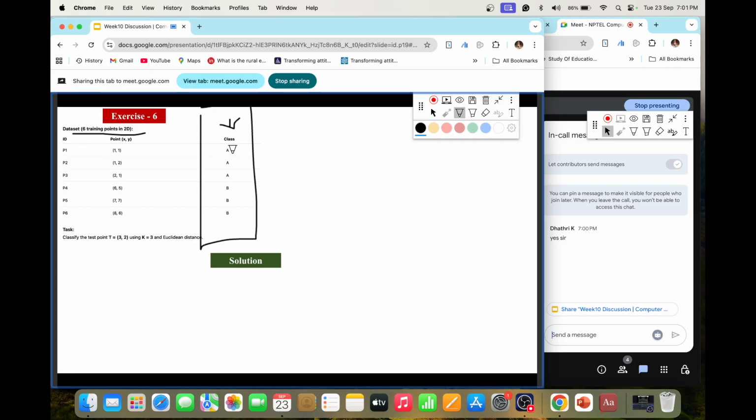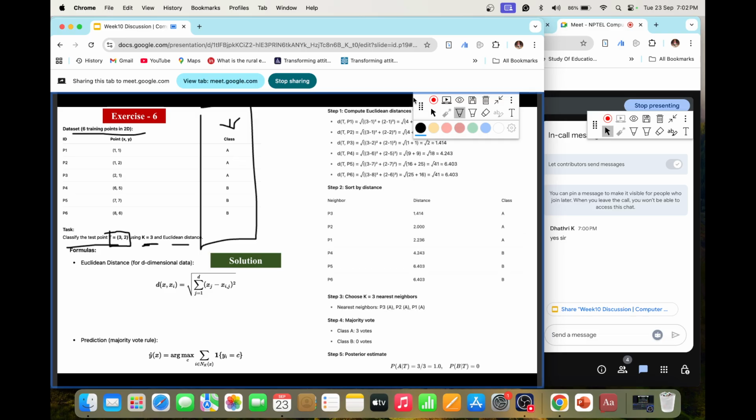P1 belongs to class A, P2 class A, P3 class A, P4 class B, P5 class B, and P6 class B. Now we are told to classify the test point T (3, 2), with K equals 3. That means the number of nearest neighbors should be 3. Based on Euclidean distance, you have to calculate whether (3, 2) belongs to class A or class B. So for step 1, this (3, 2) is your target point, so we term it T, and then you calculate TP1, TP2, TP3, TP4, TP5 and TP6.